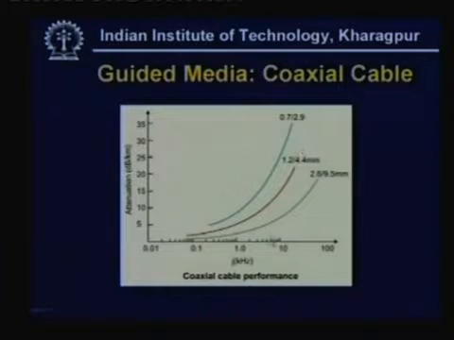And the frequency range in the case of coaxial cable, as we shall see, provides you higher bandwidth than the twisted pair of cable.